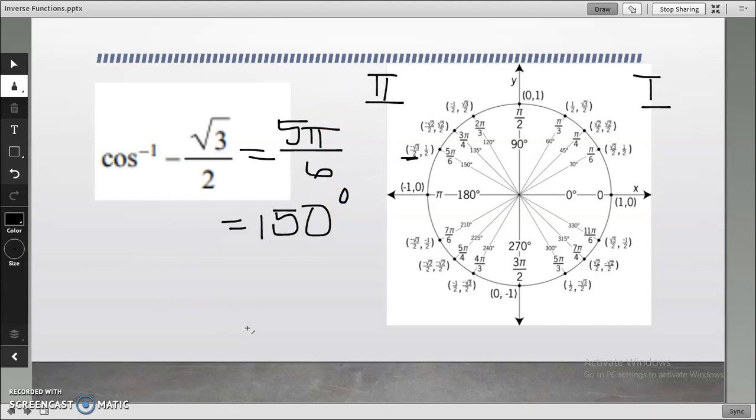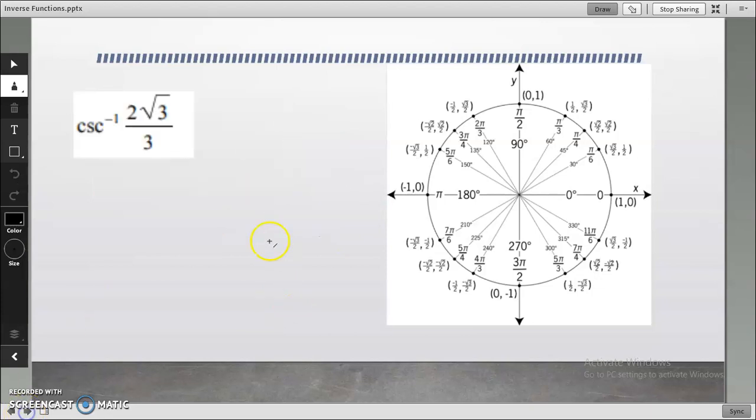However, if it's an answer choice, you want to pick the answer choice that they have.